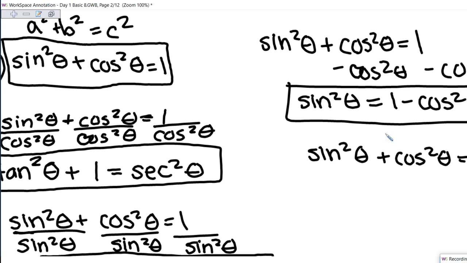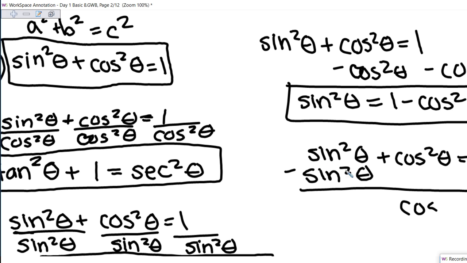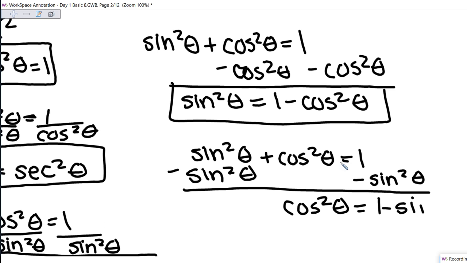Now on that previous example, I got sine squared by itself. What if I want to get the cosine squared by itself? Subtract sine squared of theta to both sides. So sine squared, negative sine squared is a 0 pair. So that gives me cosine squared of theta is equal to 1 minus sine squared of theta.